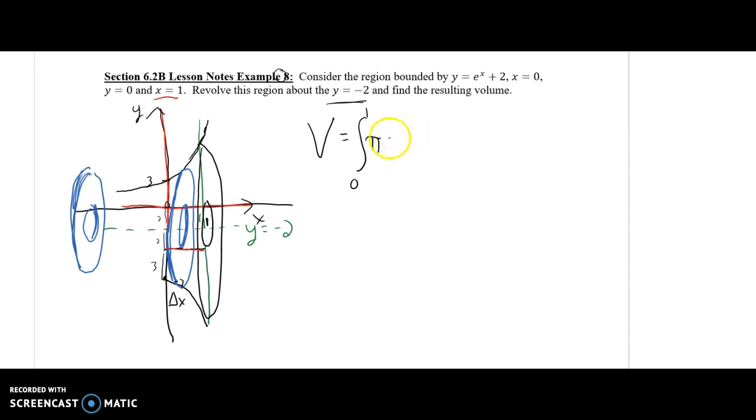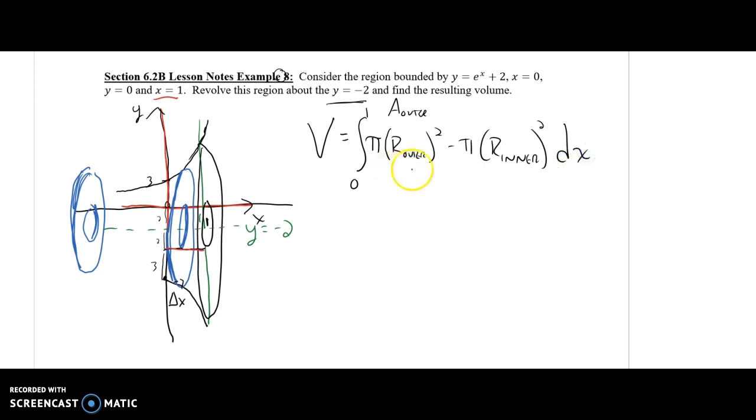And it's going to be pi, and this is going to be the area of the outer circle, remember. So this is going to be pi times the radius of the outer circle squared, minus pi times the radius of the inner circle squared. And that's going to be a dx.